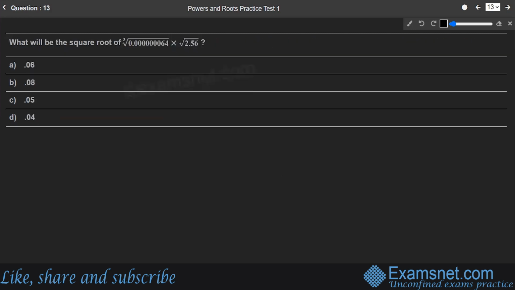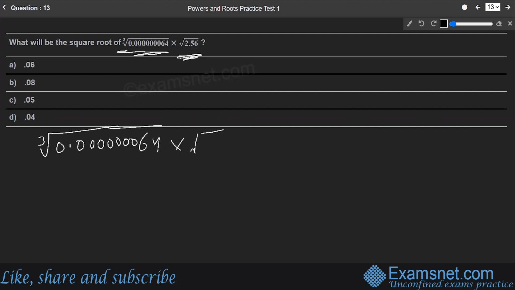Now, what will be the square root of the cube root of all this, multiplied by the square root of 2.56? That's what we are supposed to find out. First of all, we need to write this number by breaking it into some simple numbers. How many zeros is this? 1, 2, 3, 4, 5, 6, 7 zeros. Then a 64 multiplied by the square root of 2.56. This is the number available to us whose square root is to be found.